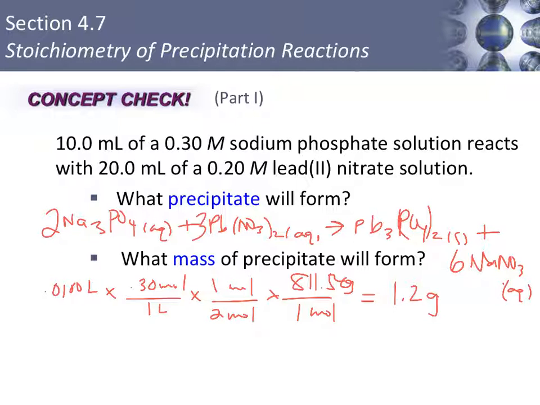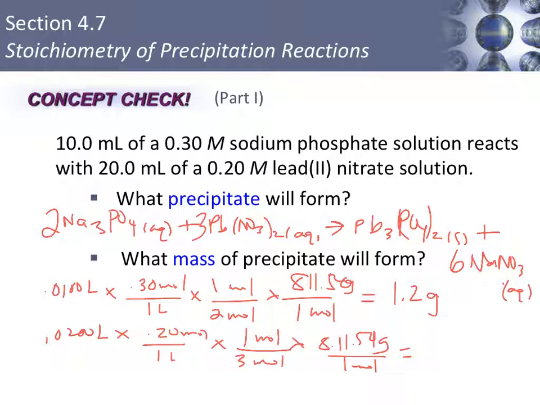1.2 grams for that first reactant. For the second reactant, 0.2 molar, 20 milliliters. We're in a 3-to-1 ratio between that reactant and the precipitate product, and we get 1.1 grams. So that means that our lead nitrate solution is our limiting reactant, and we should get 1.1 grams of precipitate produced.